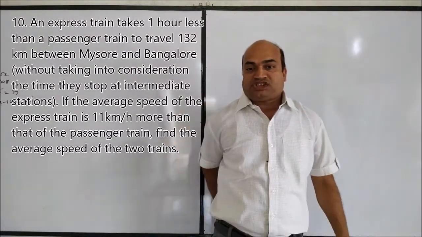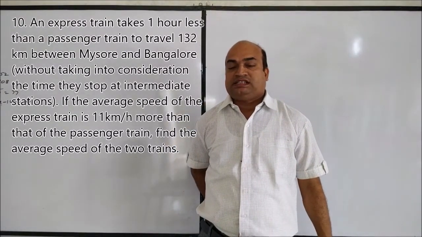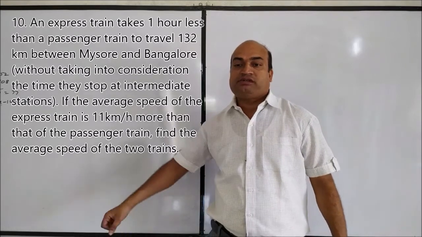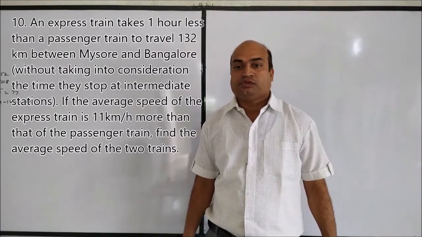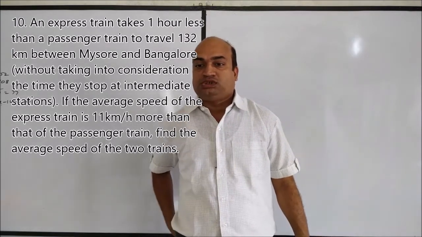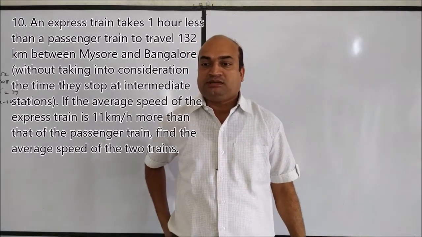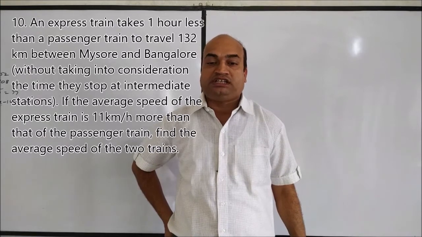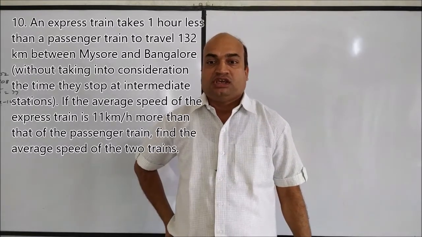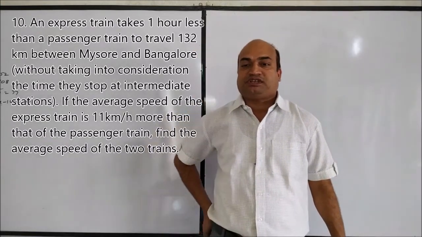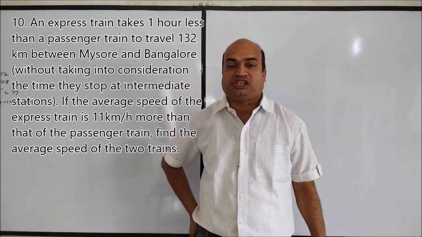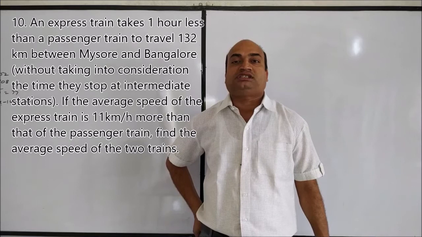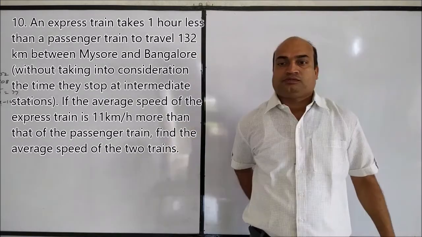An express train takes 1 hour less than a passenger train to travel 132 km between Mysore and Bangalore, without taking into consideration the time they stop at the intermediate station. If the average speed of the express train is 11 km per hour more than the passenger train, then we have to find the speed of the two trains.